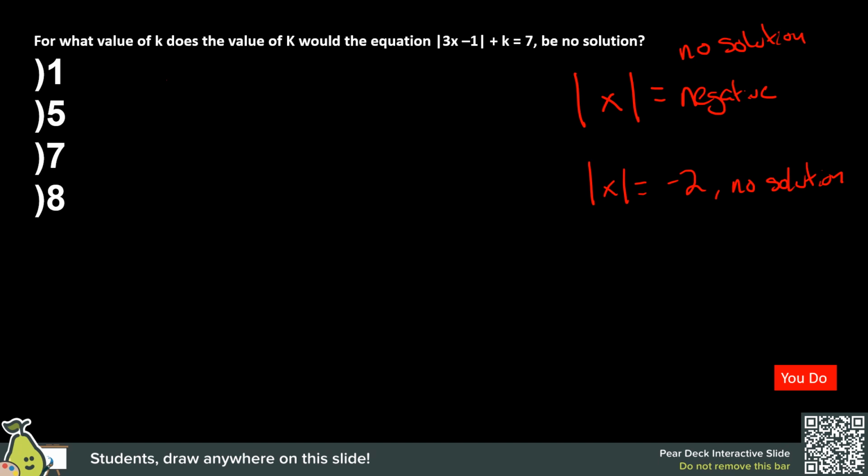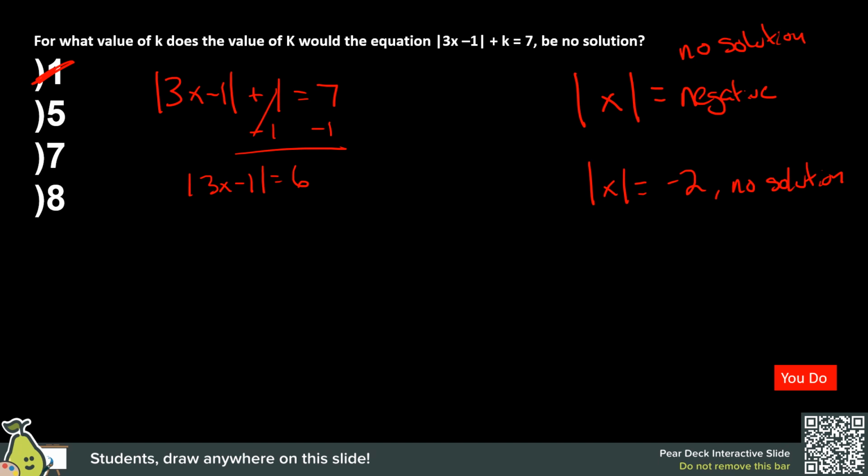If I have the absolute value of 3x minus 1, and I plug in this 1 first for k, if I have a plus 1 equals 7. Okay, to solve this, we would subtract 1 from both sides, and I get the absolute value of 3x minus 1 equals 6. This will give us a solution. Okay, I don't need to solve it. I know that we will get an answer. We can stop here. So it can't be 1.